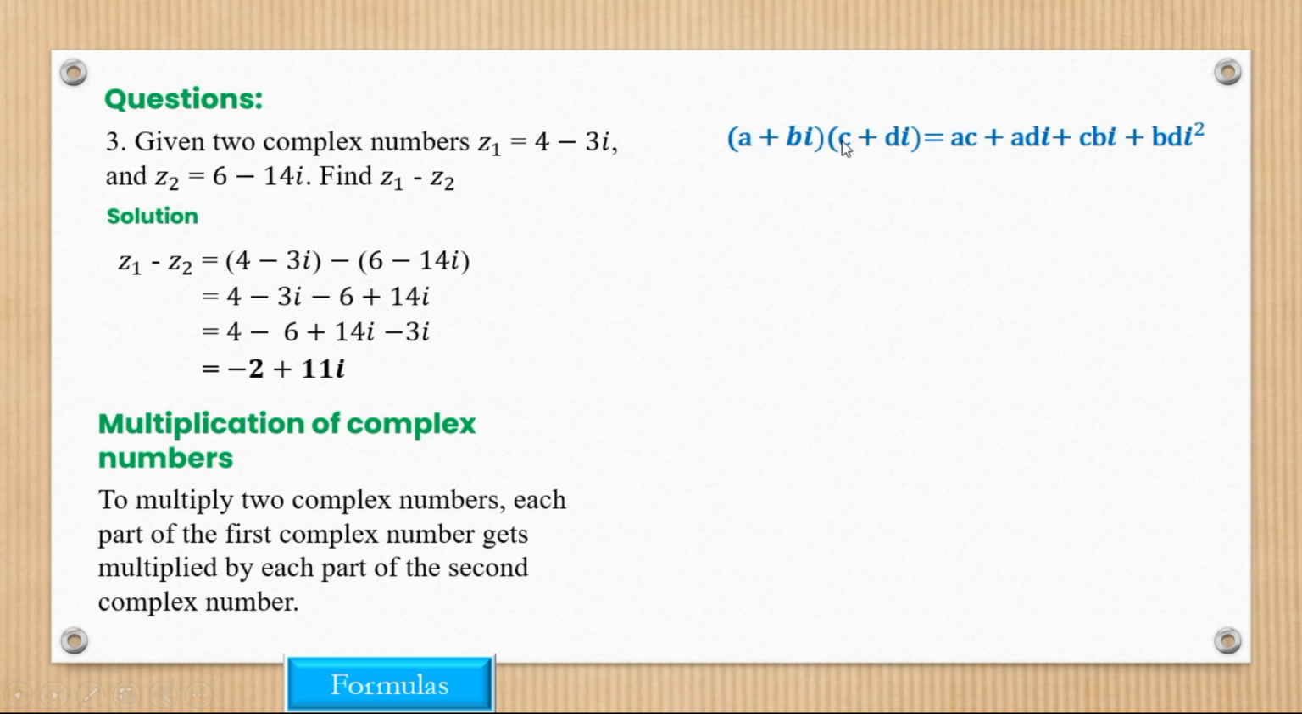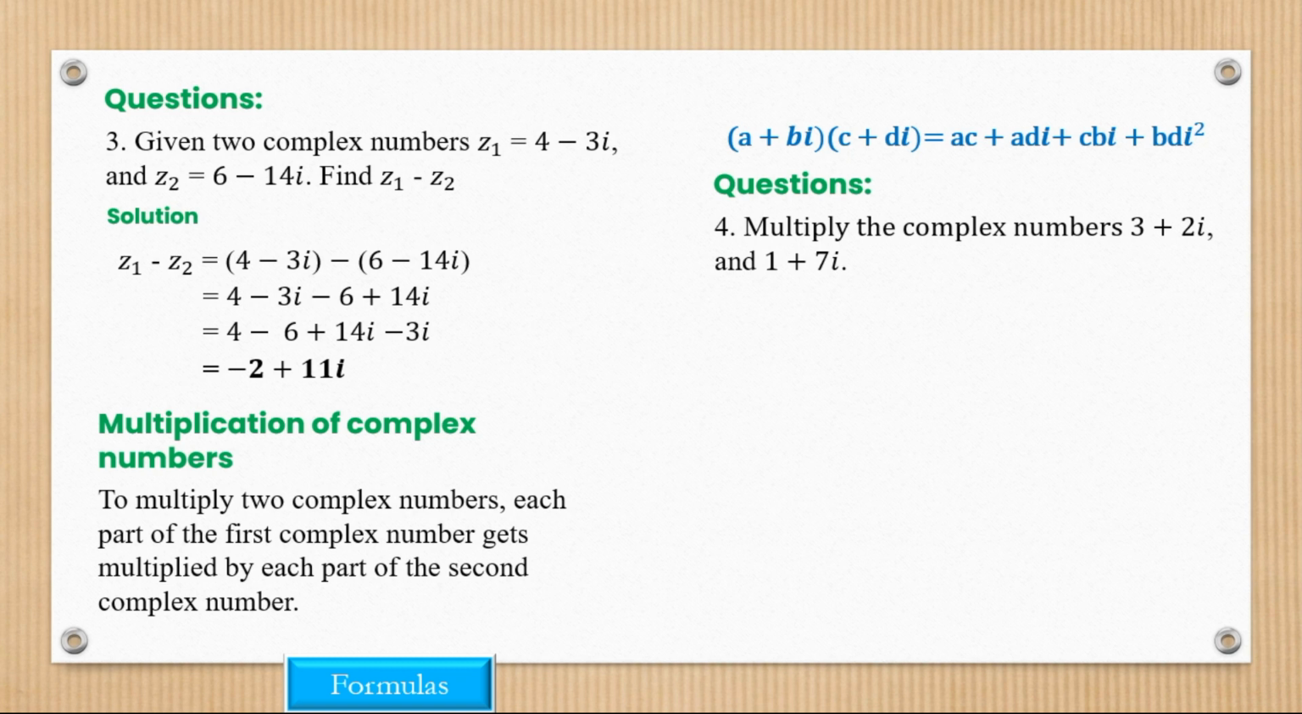So we have a times c plus a times di, and that's what you have here. Then we also have bi times c, which is this, and then we have bi times di, which gives us that. As you can see, the b and d end up multiplying, and the i's, when they multiply, give us the i squared value, and that's what we end up with there. So let's look at an example here.